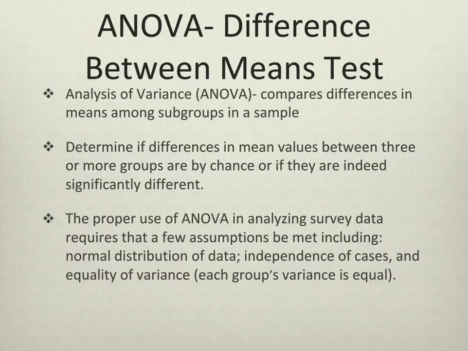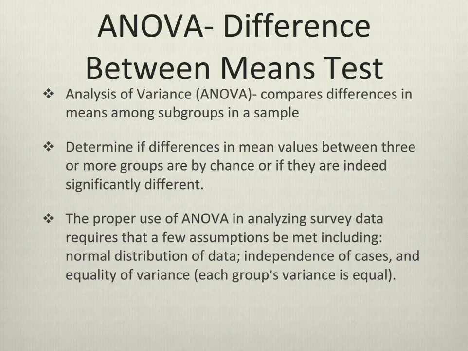ANOVA, analysis of variance, compares differences in means among subgroups in a sample. It's going to determine if the differences in mean values between 3 or more groups are by chance or if they are indeed statistically significant.